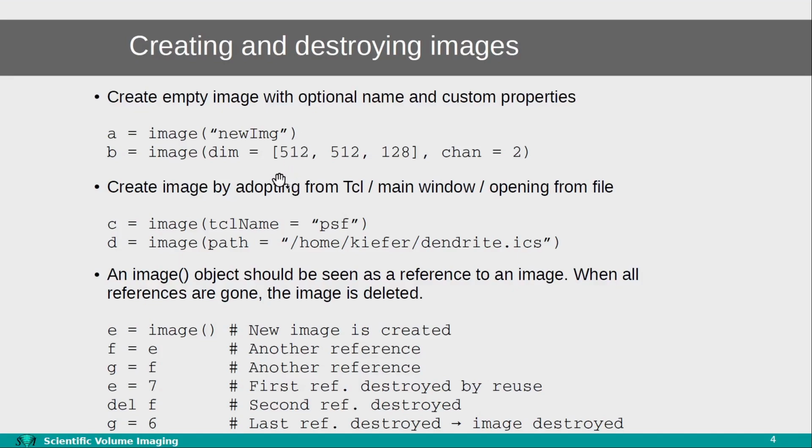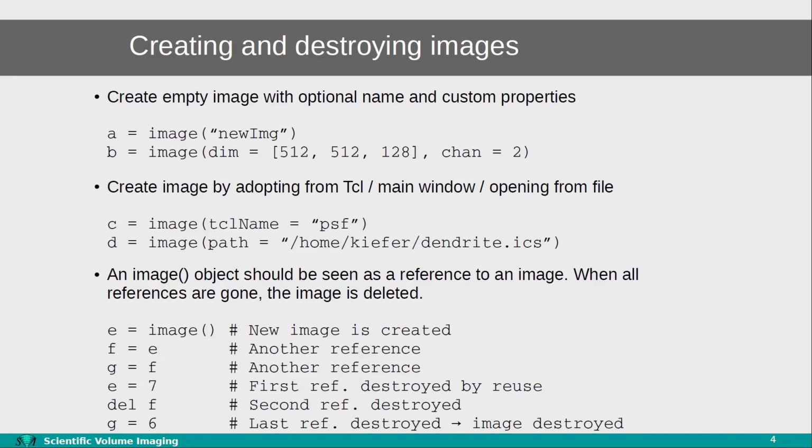You can also specify extra options like the dimensions you want for your image. As you can see here, that would be a keyword argument. And another example we see here is the number of channels that we want for our image. There are other options like the data type and stuff like that, and you can find that in the scripting manual. So that's one way of creating an image. That's just creating a new image.